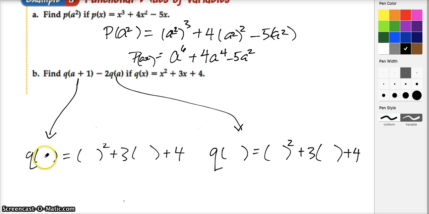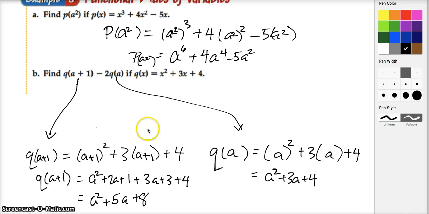So check it out. Here I'm going to evaluate q of a plus 1. So I'm going to go around to all my blanks and put a plus 1 in there. And here I need to evaluate q of a, right? So I plug a's in there. And so now that I've determined what q of a plus 1 is, and it eventually becomes this, a squared plus 5a plus 8, you're wondering how?